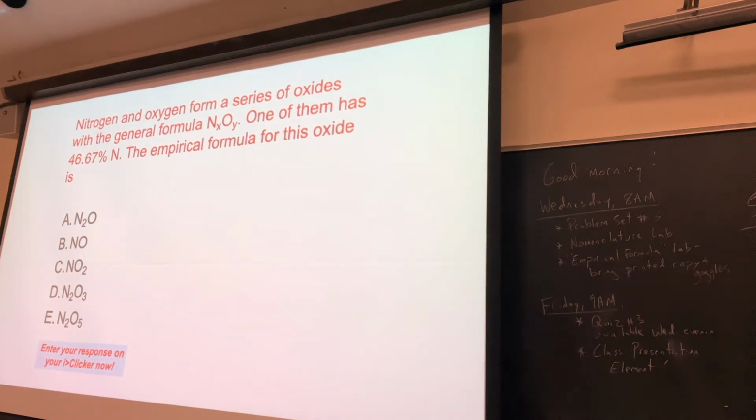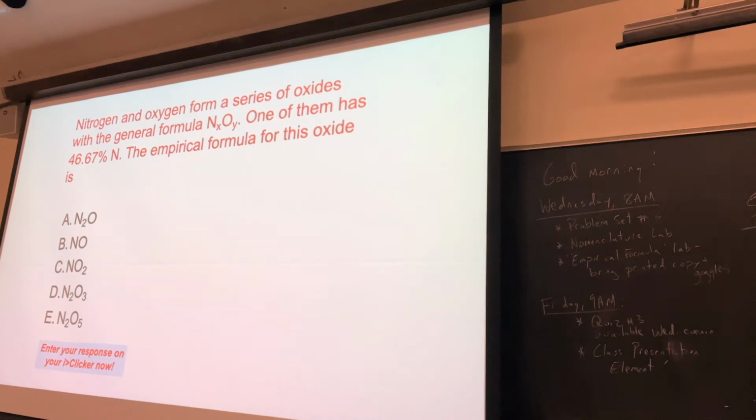Now, here's another kind of problem. Here we have a nitrogen oxide compound, NxOy. And there's a whole bunch of these. Today we saw NO, we saw NO2, we saw N2O4. There's also N2O, N2O3. But anyway, this particular one is 46.67% nitrogen. All right? Now, if there's only nitrogen and oxygen, how do we find percent oxygen from this data?